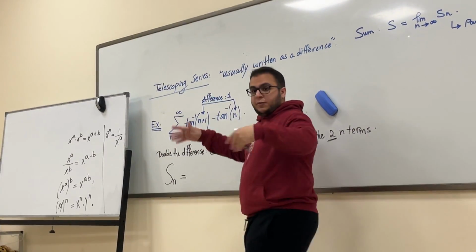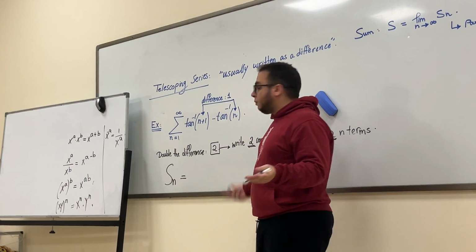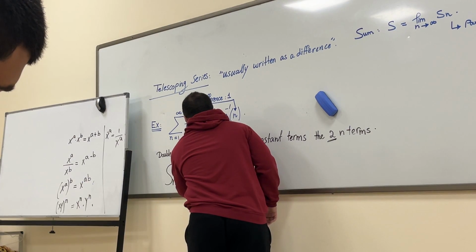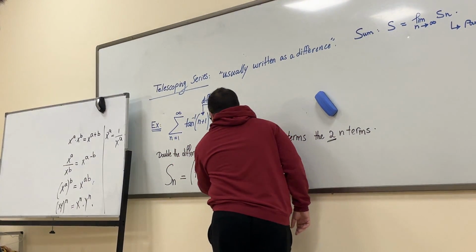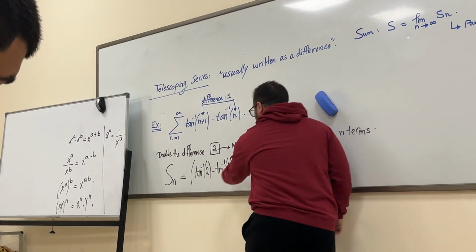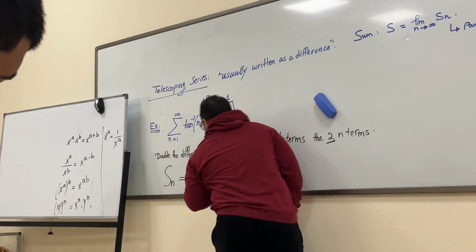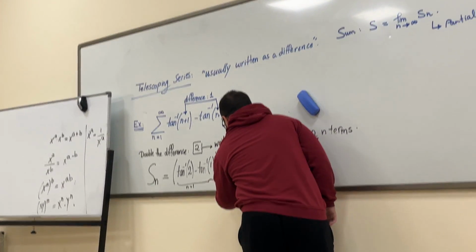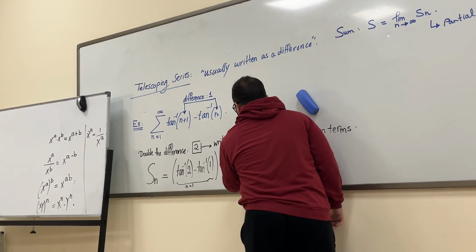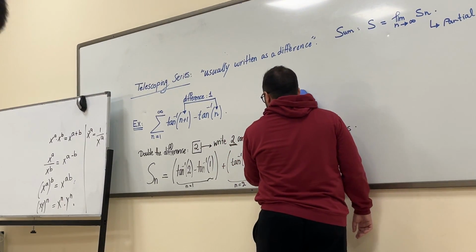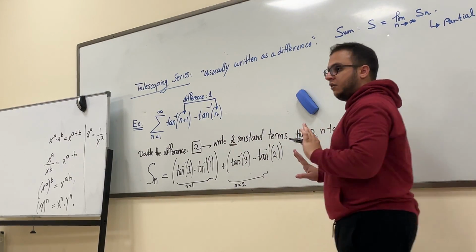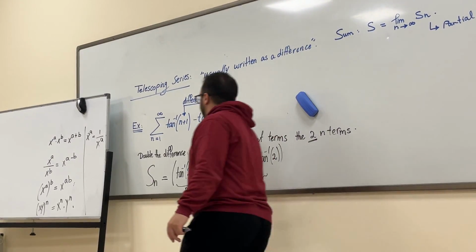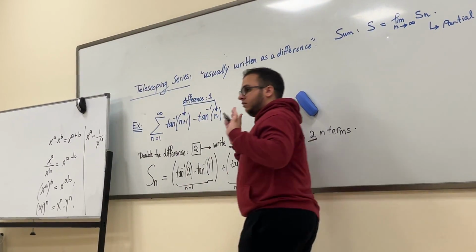You start from the beginning. How do you write the sum of a series? You plug in 1. What do you get? Tan inverse of 2 minus tan inverse of 1. Am I right? This is one term, n equals 1. Plug in another term, the next one, n equals 2. Is it clear? I plugged in the first 2 terms, n equals 1, n equals 2. That's it. Is this step hard?